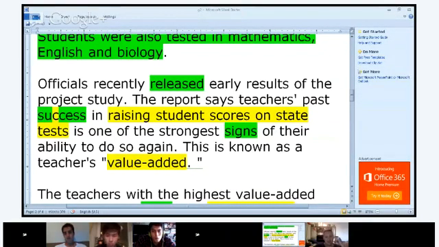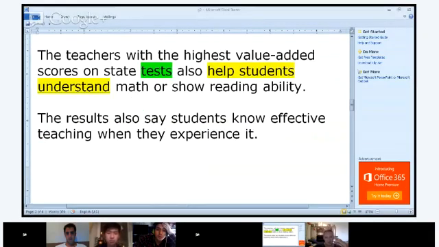And so if teachers can increase students' test scores, that means they have good value added. And if teachers have good value added, that means that they can also help students understand math, and they can help students with their reading skills. So it seems as though the teachers who can help students with their test scores were good at teaching. Okay, so let's move on.